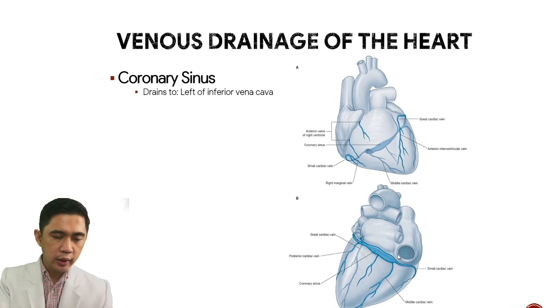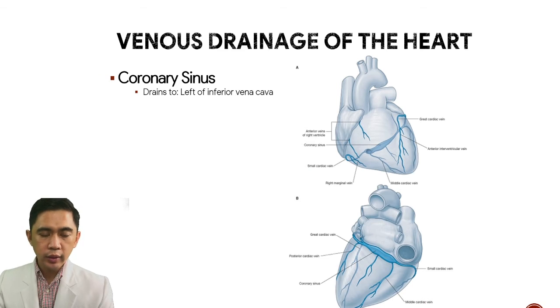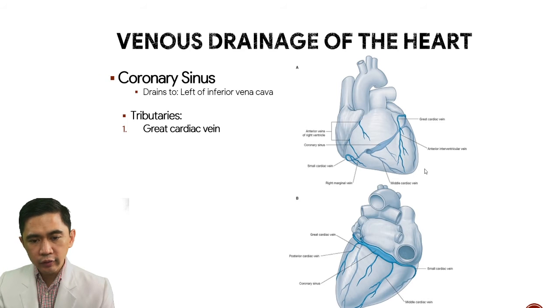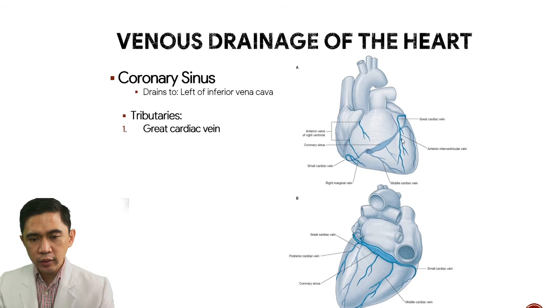As seen earlier in the slide, there is an opening in the right atrium just left of the inferior vena cava. So this is the inferior vena cava, and this is where the coronary sinus will drain into the heart. The tributaries of the coronary sinus are the following. We have the great cardiac vein. This is the vein in front in the interventricular groove. It goes up and at the back and joins the coronary sinus.